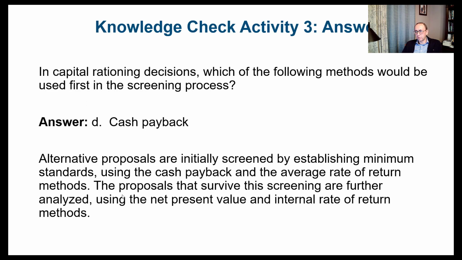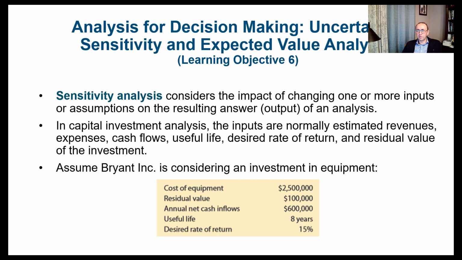So alternative proposals are initially screened by establishing minimum standards using the cash payback and the average rate of return methods. The proposals that survive this screening are further analyzed using the net present value and internal rate of return methods. Right, so the last thing in this chapter is to go over some analysis for decision making, and we'll talk about uncertainty, so things like sensitivity and expected value analysis.